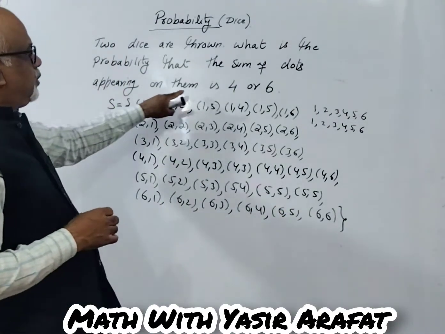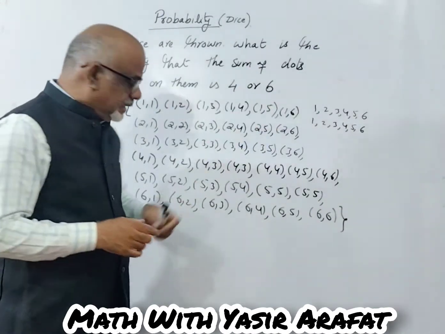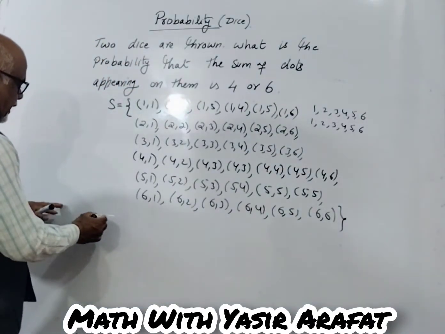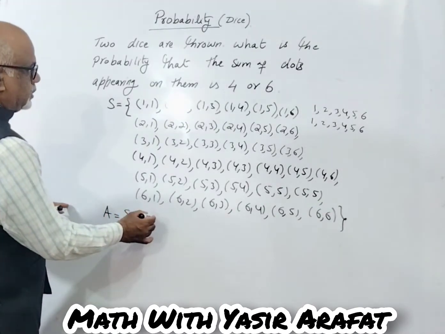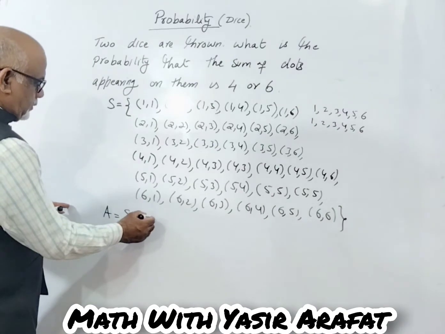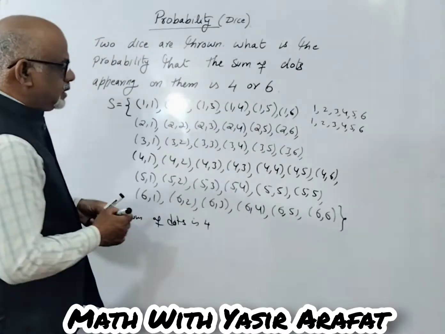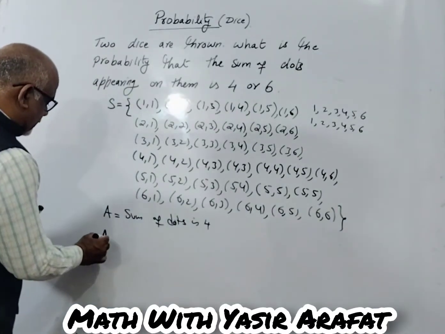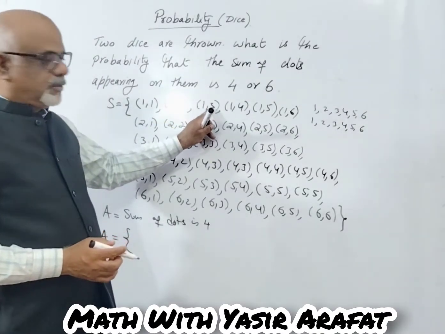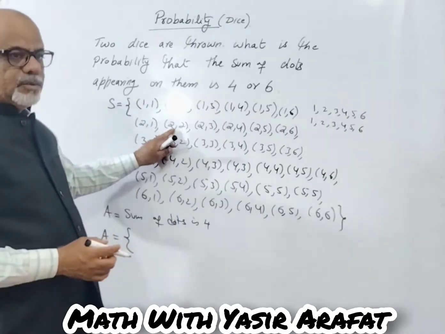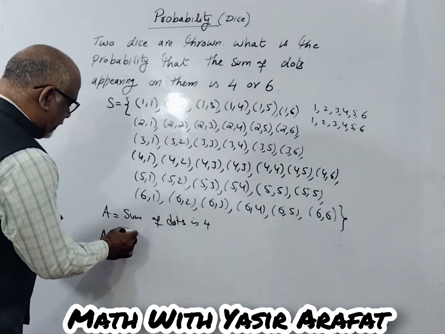The question says find the probability that the sum of dots is 4 or the sum of dots is 6. So it means the event A is the sum of dots is 4. That means the sum of dots: 1 and 3 is 4, 2 and 2 is 4. So we have to select all ordered pairs whose sum is equal to 4.